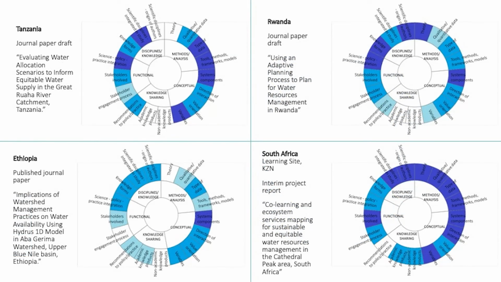So the assessment was applied. I'm showing you the 4 other studies within RESPEN. So we have 2 journal paper drafts and 1 published journal paper and an interim project report. And you can see that the extent of integration across the different categories vary quite a lot, which is of course expected. We have quite disciplinary researchers in our team. So at this point, we're not really going to look so closely at how well we did at the different categories and different studies and different nodes, but rather zoom in to see some examples of how this assessment can be used to improve the integration.